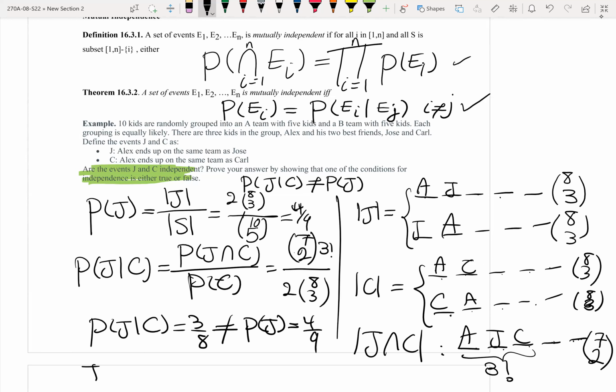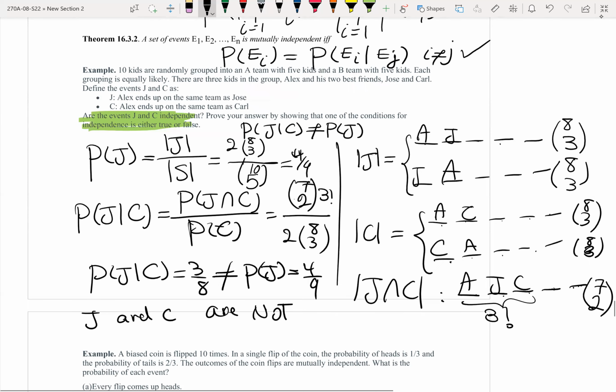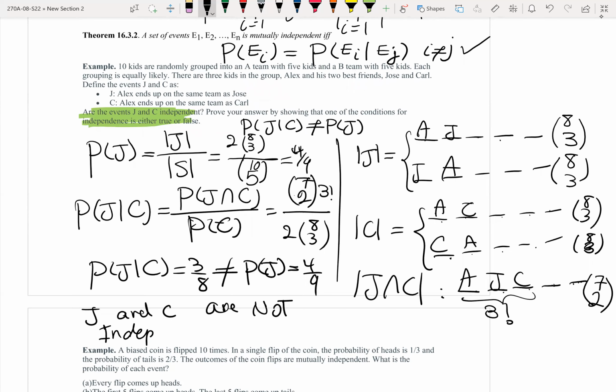So the J and C are not independent. It looks weird. Why not independent? That is really weird.